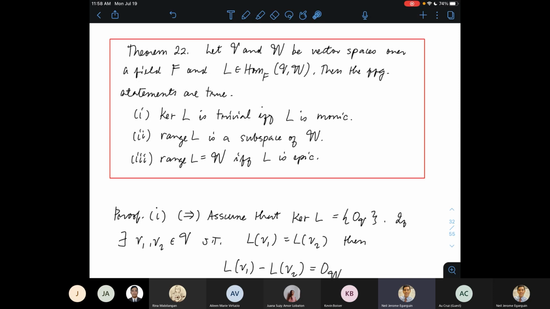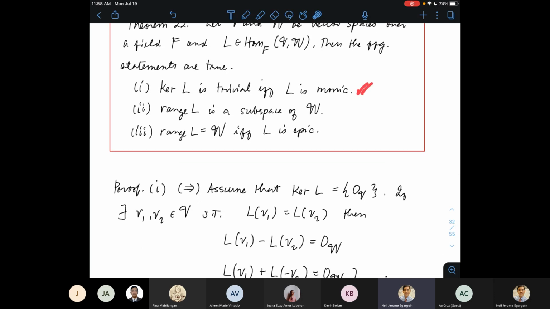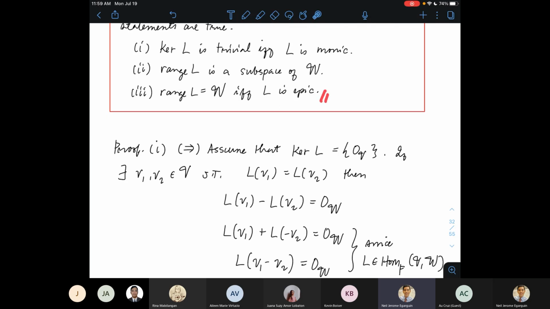So Theorem 22 says or asserts three propositions. Part one, that the kernel is trivial if and only if L is monic. So when we say the kernel is trivial, that means it only contains one element, which is the zero vector in the domain. And then the range of L is a subspace of W, which I should have included somewhere earlier, but what's done is done, so let's put it here. And the range of L equals W if and only if L is epic.